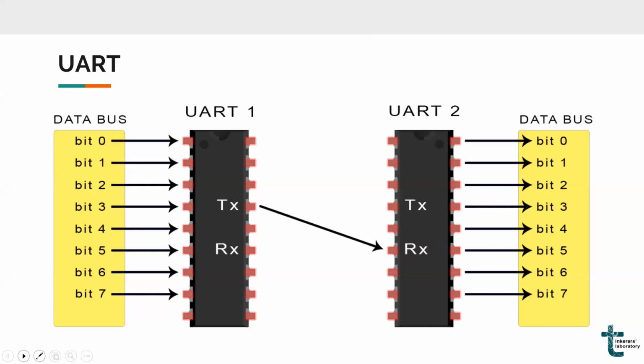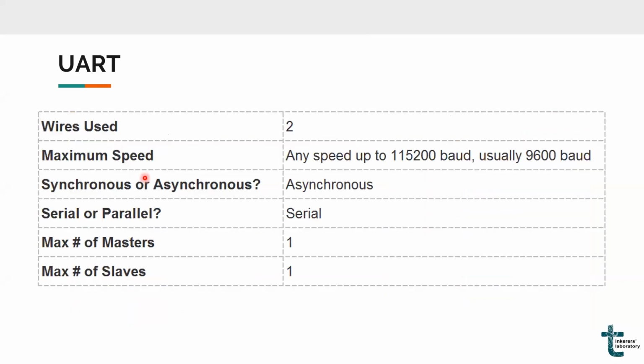There are only two wires used, one from TX to RX and then from the second device TX to RX. The maximum speed is 115,200 baud. Baud is the data speed at which data is transferred. It is usually 9,600 baud, but it can be up to 115,200 baud. Baud is actually bits per second.